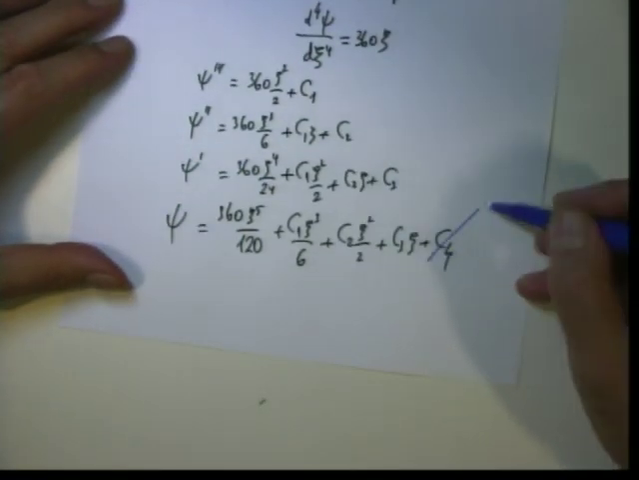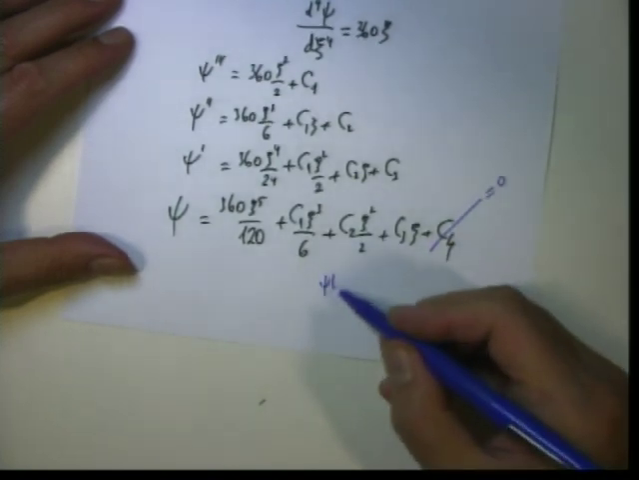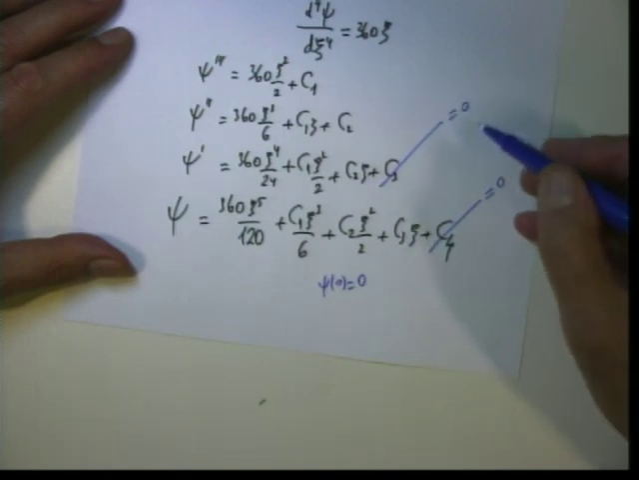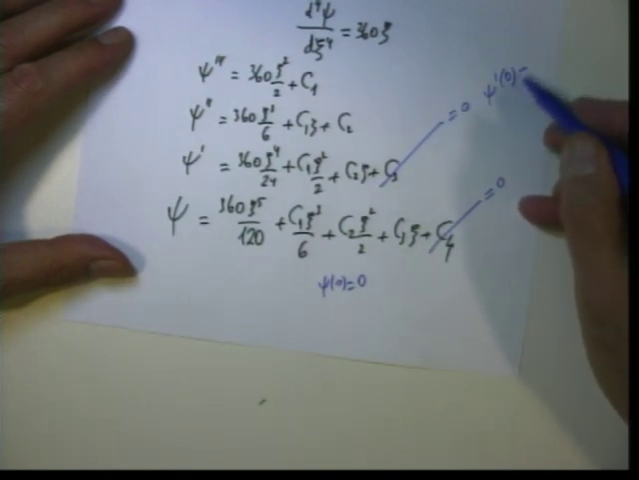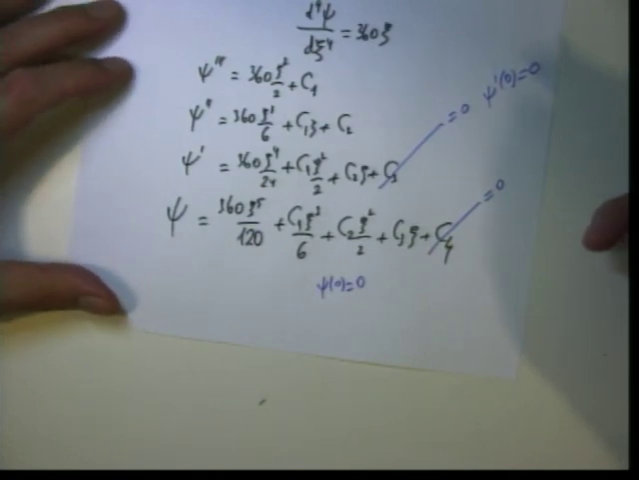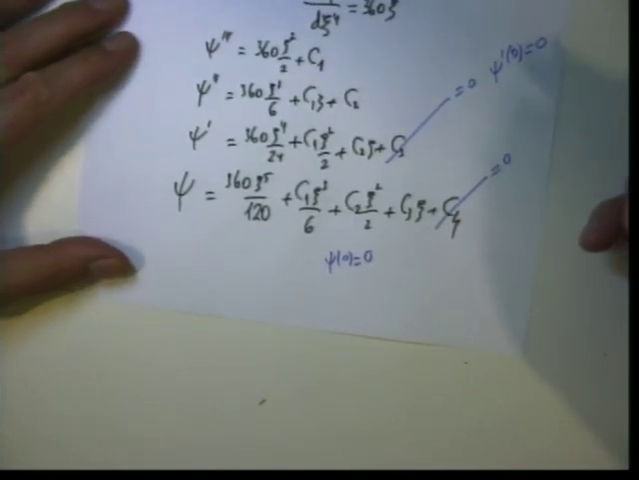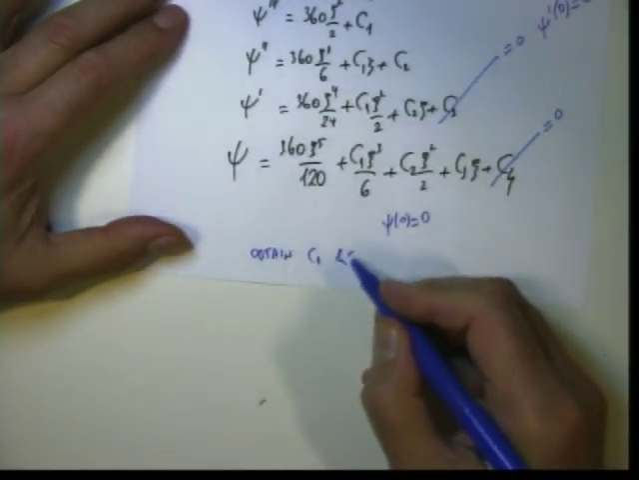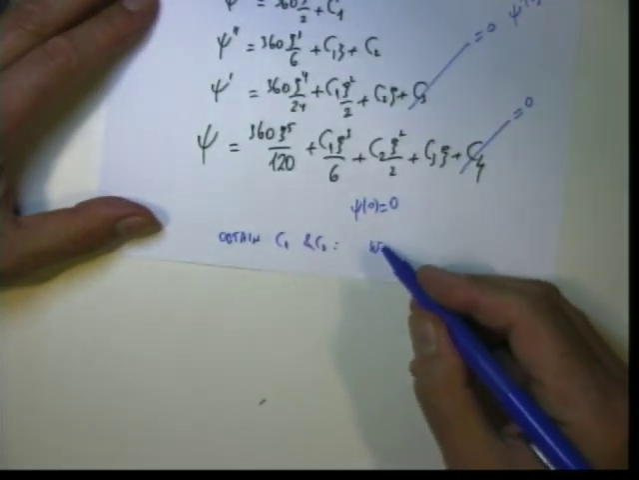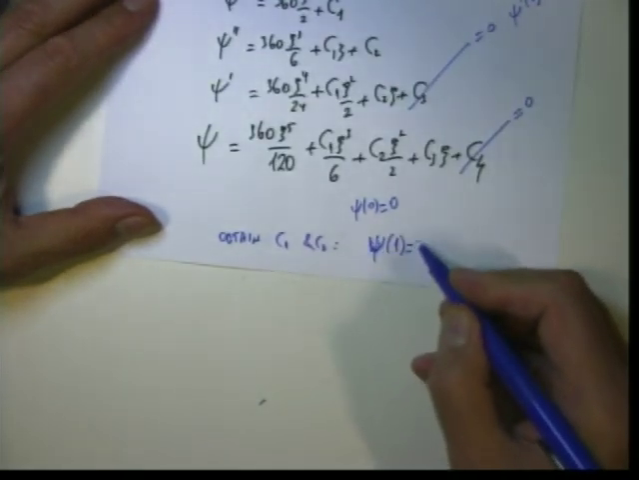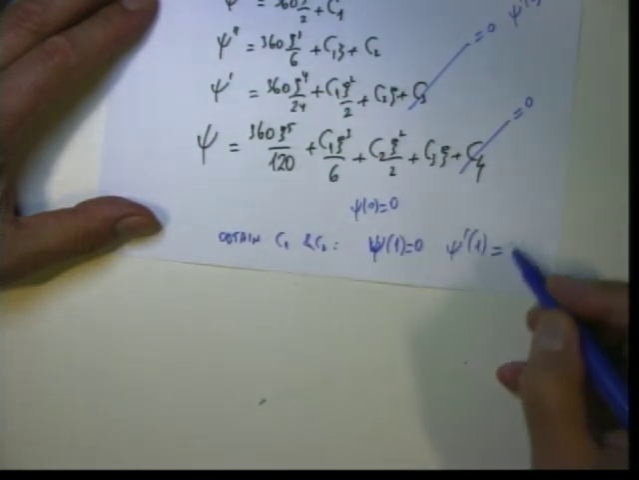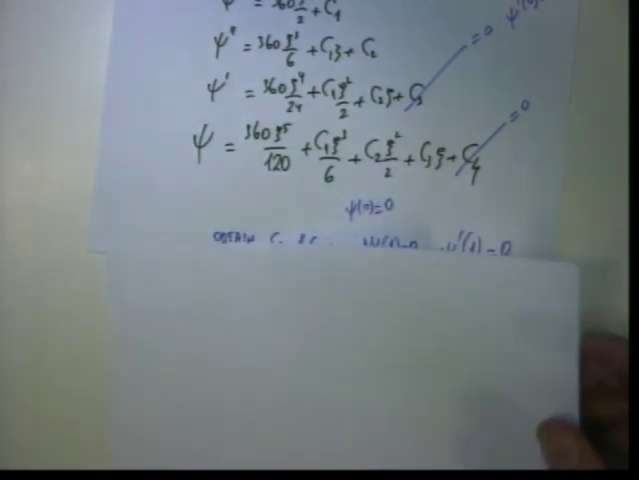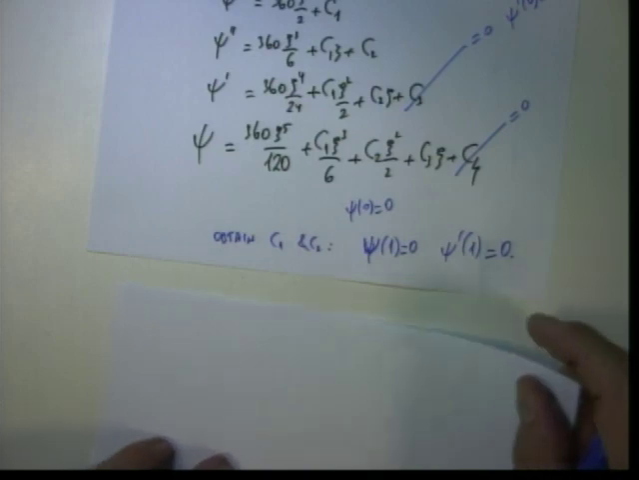Now, this guy equals 0, of course, because psi at 0 equals 0. This guy is also 0, because psi prime at 0 equals 0. So obtain C1 and C2 from the demand that psi at 1 equals 0 and psi prime at 1 equals 0. That is one thing. That is part 1.